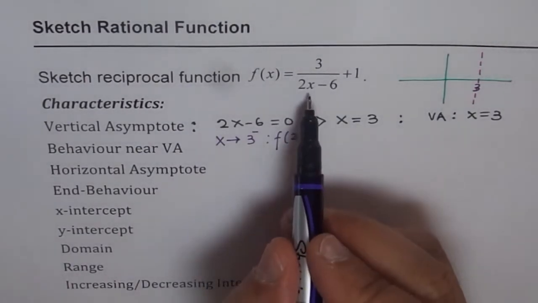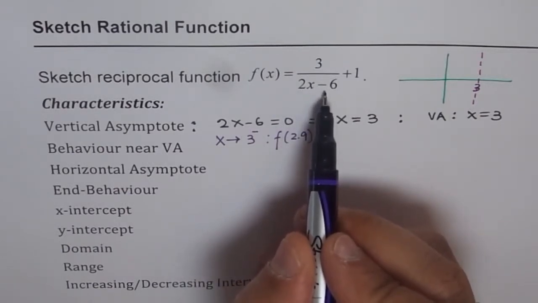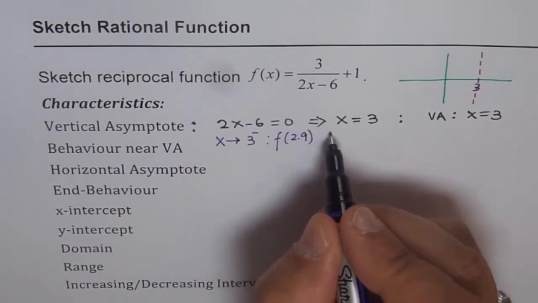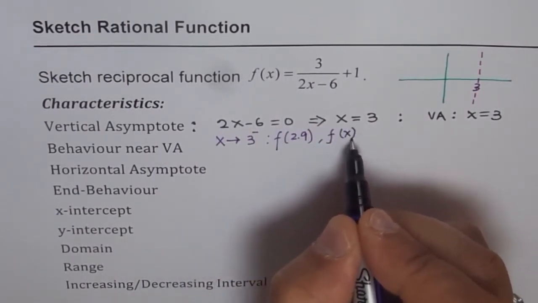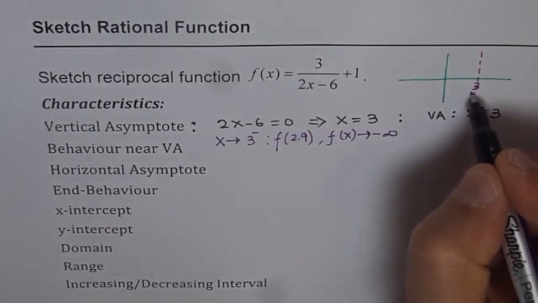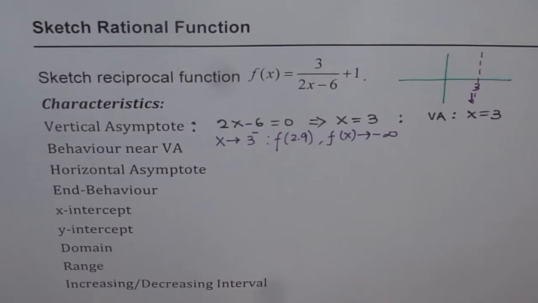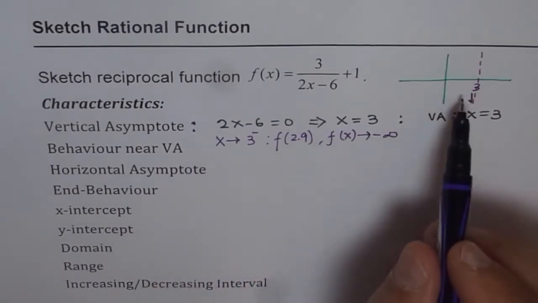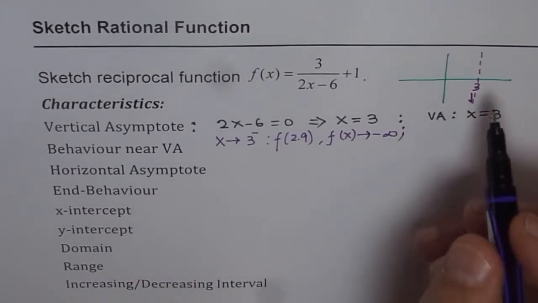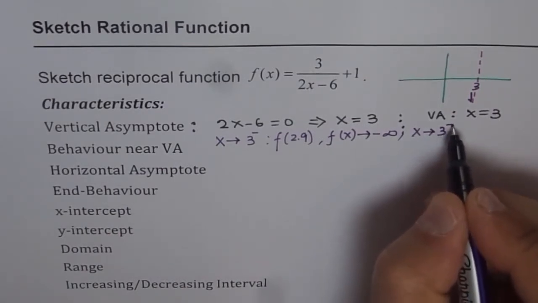Now, if I have a value which is less than 3 here, then I'll get a negative answer, a negatively large value plus something. So in this condition, f of x is approaching negative infinity. We can show this as approaching negative infinity in this direction. That is the behavior near the vertical asymptote when approaching from the left side. Now let's check the behavior when x is approaching 3 from the right side.